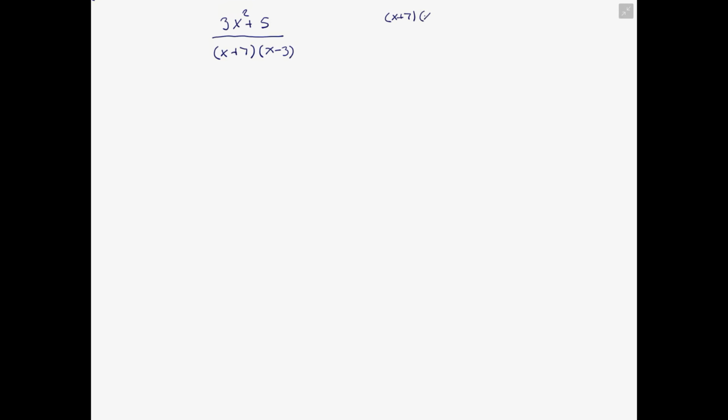x minus 3. Now, x plus 7 times x minus 3 is x squared plus 4x minus 21. So what we want to do is we're going to divide first. So we're going to divide 3x squared plus 5 by x squared plus 4x minus 21. And we multiply by 3.